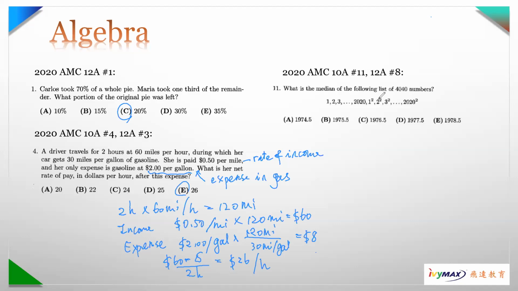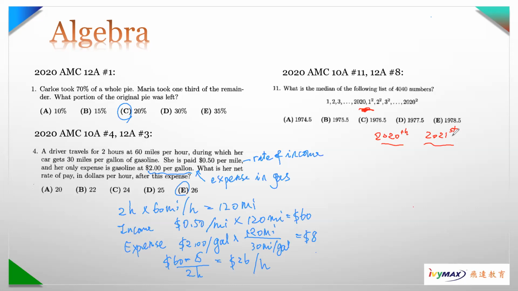So if we have an even amount in the series, the median has to be the average of the middle two, right? So we need to find which two are the middle two. In this case, we have the 2020th and the 2021st number. So the answer, we just need to find out the value of these two after we resort.